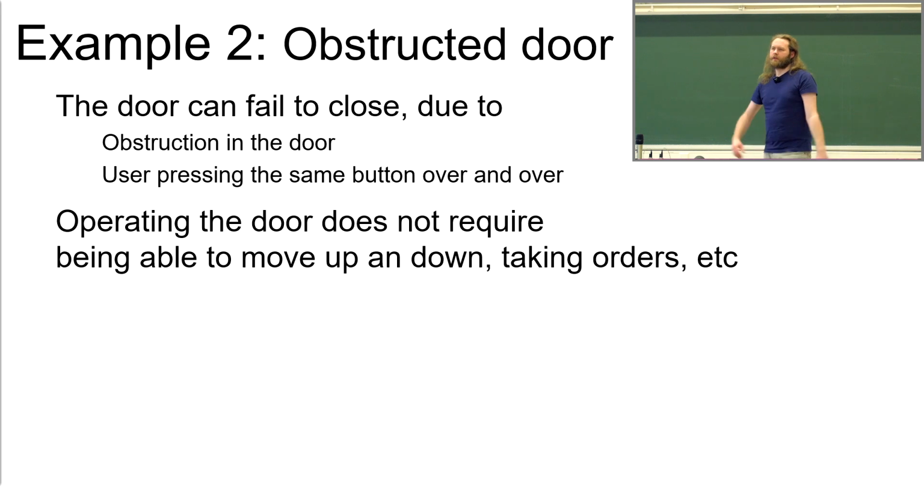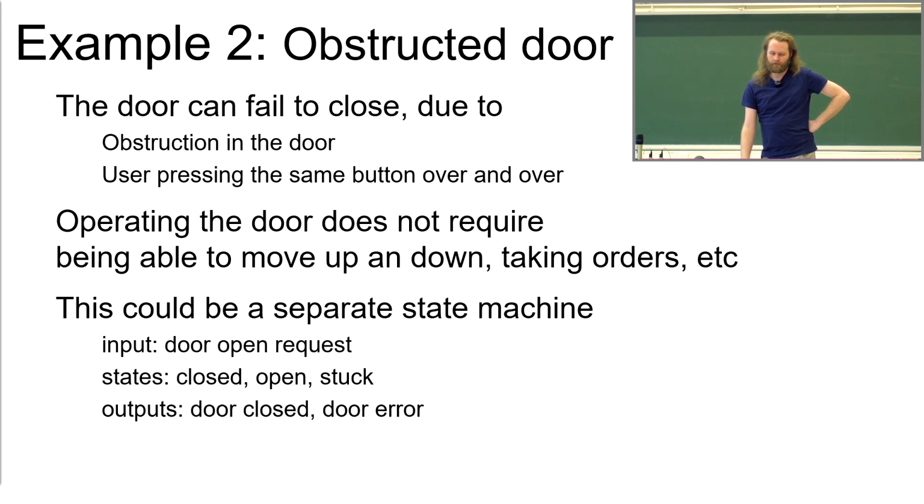Now, operating the door, opening and closing the door. Does that require that we are able to move the elevator up and down? Does it require that we are able to read and write to the order list or the order table of active orders? No. Therefore, the door obstruction mechanism can be handled as a separate state machine. It doesn't need to be integrated into the main state machine. It can be a separate thing. We can have a separate state machine for the door with its own inputs, its own states, and its own outputs.